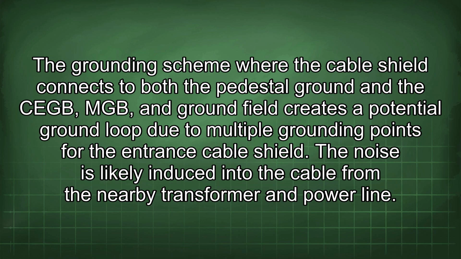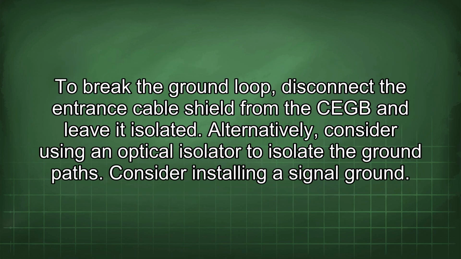The noise is likely induced into the cable from the nearby transformer and power line. To break the ground loop, disconnect the entrance cable shield from the SEG and leave it isolated. Alternatively, consider using an optical isolator to isolate the ground paths.